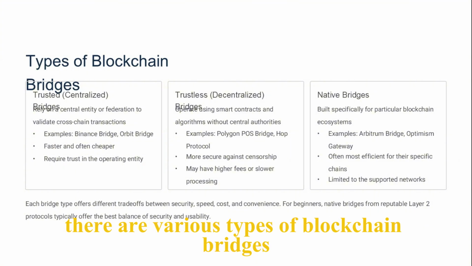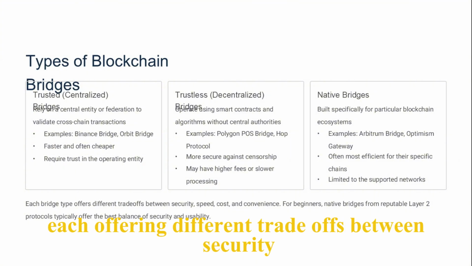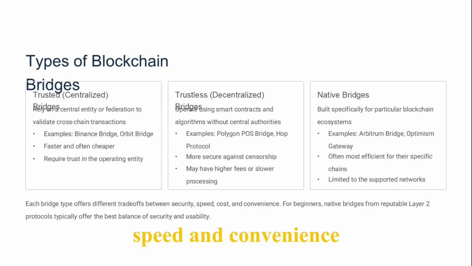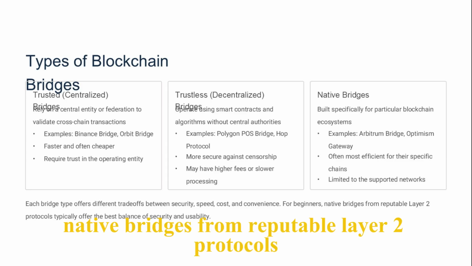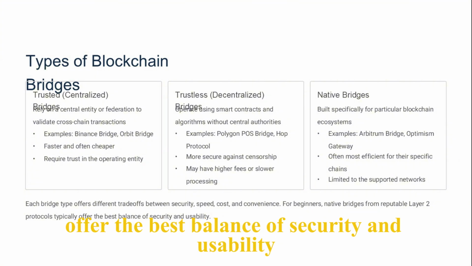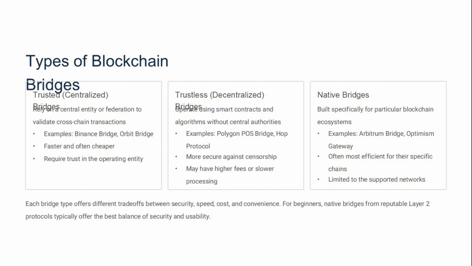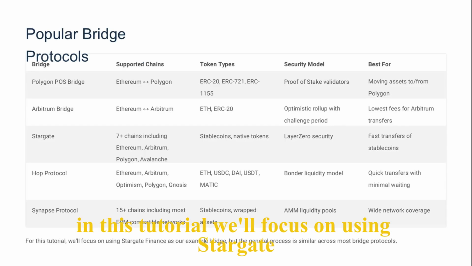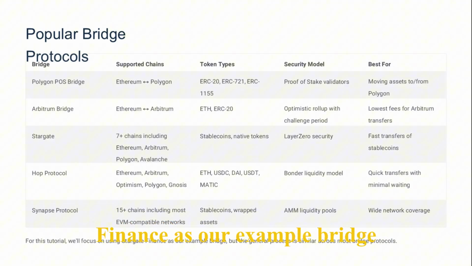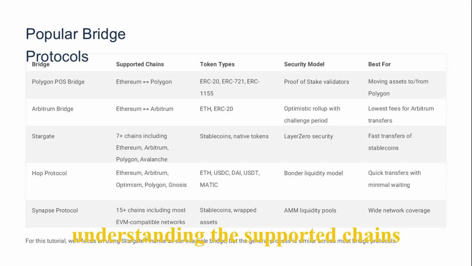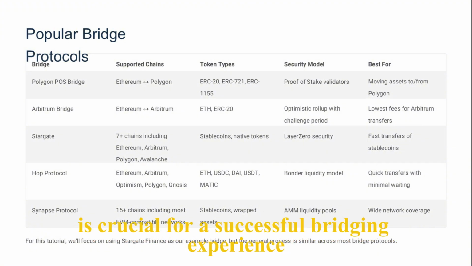There are various types of blockchain bridges, each offering different trade-offs between security, speed, and convenience. For beginners, native bridges from reputable Layer 2 protocols typically offer the best balance of security and usability. In this tutorial, we'll focus on using Stargate Finance as our example bridge, but the general process is similar across most bridge protocols. Understanding the supported chains, token types, and security models is crucial for a successful bridging experience.